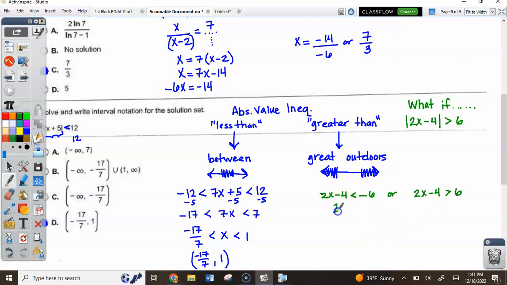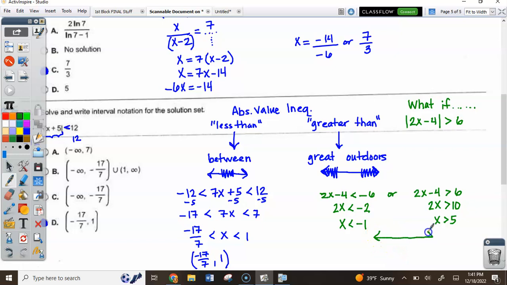And now you would solve these individually. So I'd add 4. Then I would divide by 2. When I divide by 2 here, I get negative 1. When I divide by 2 here, I get 5. Perfect. I thought my 2 was negative.